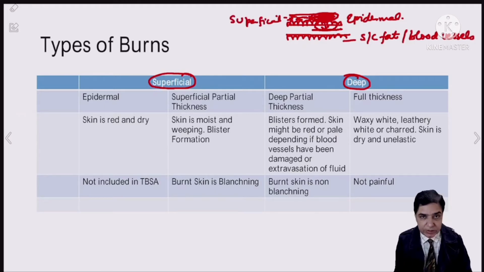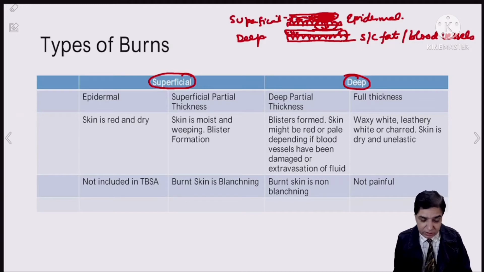While the deep burns are those which involve the lower half of the dermal layer, because the lower half of the dermal layer contains the nerve endings and the blood vessels, and it can also include the subcutaneous fat, the tendons and the muscles in the underlying tissues. Those are classified as deep burns.